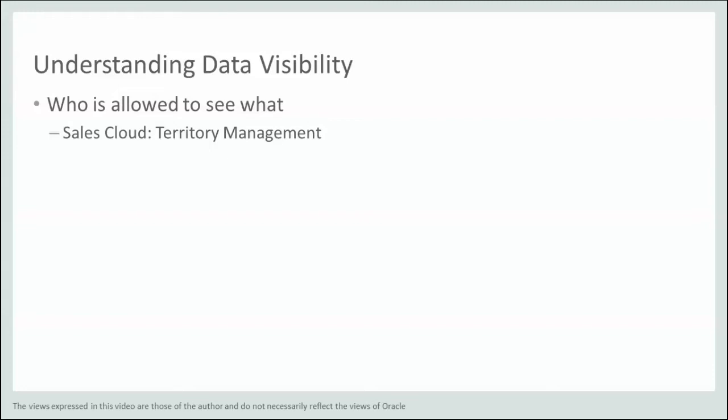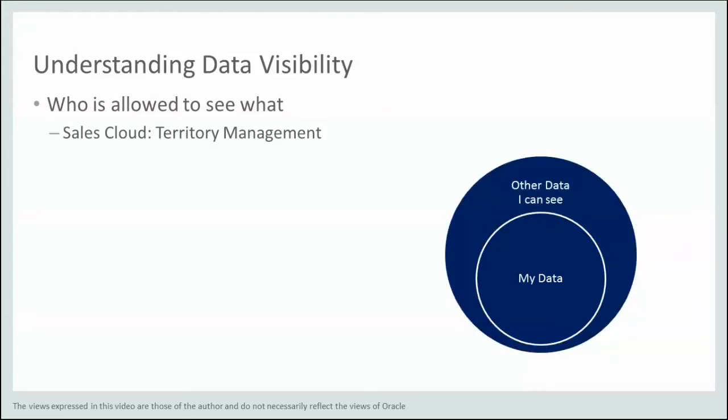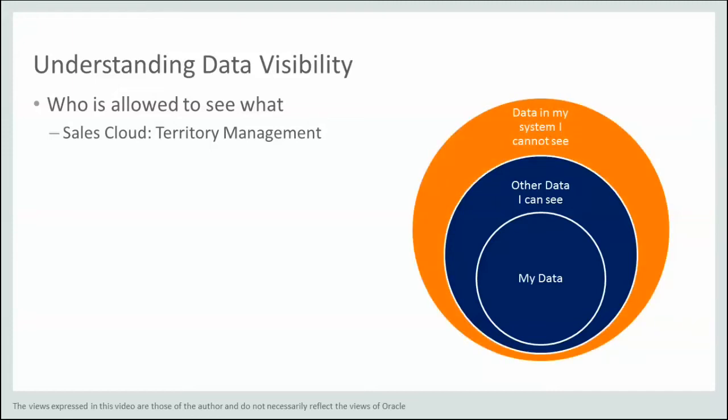There are typically 4 types of information on which users would like to report. Data a user has created himself, of which he is the owner, unless data ownership has been reassigned, of course. Data owned by other people to which the user has been granted access. And then there is the other data in the system to which the user has no access.